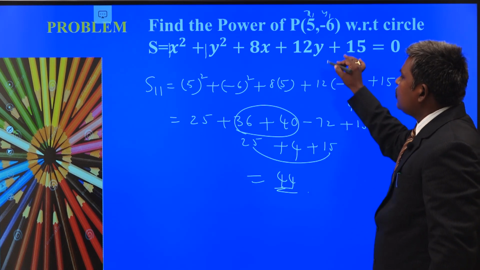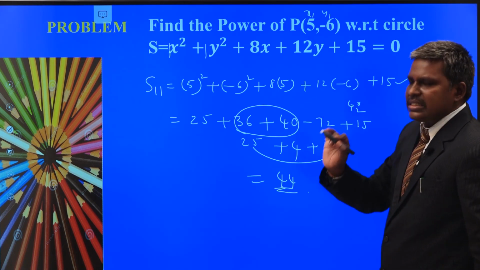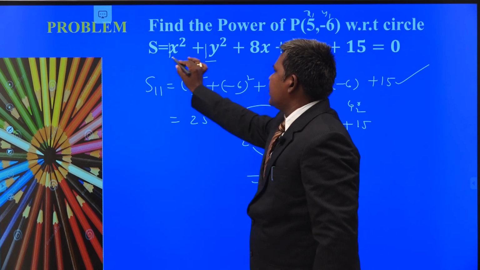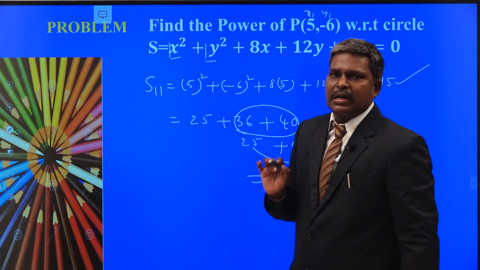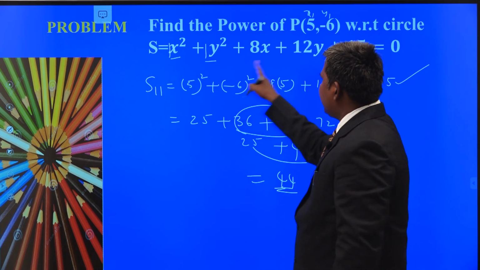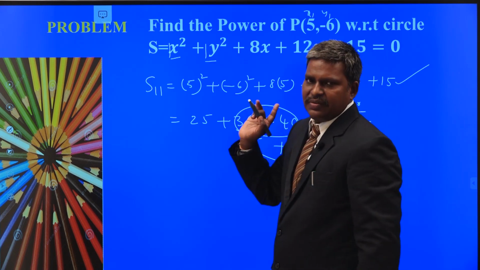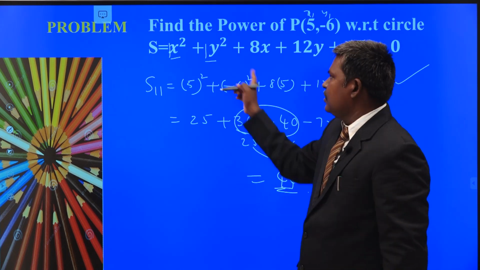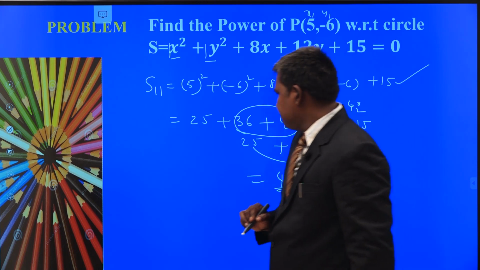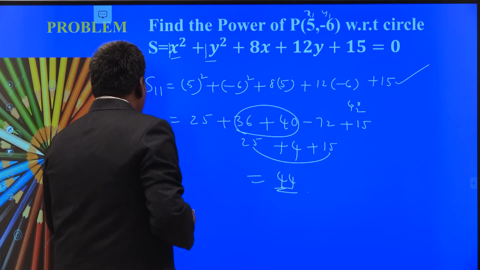Before substituting the point, just see whether the coefficient of x square and coefficient of y square are 1 or not. If they are not 1, you divide the entire equation by that coefficient of x square or coefficient of y square. Both are the same in the circle. Okay. Next.